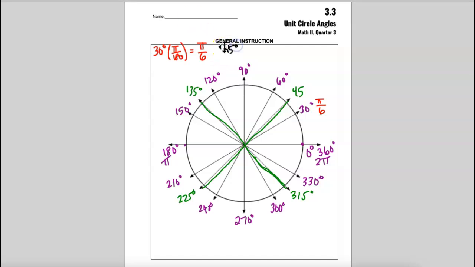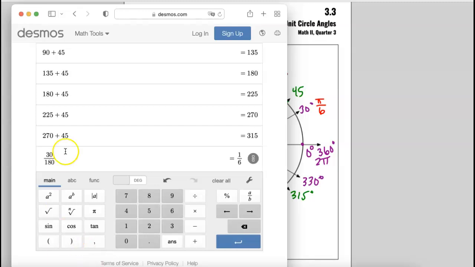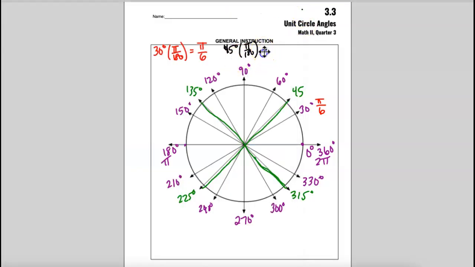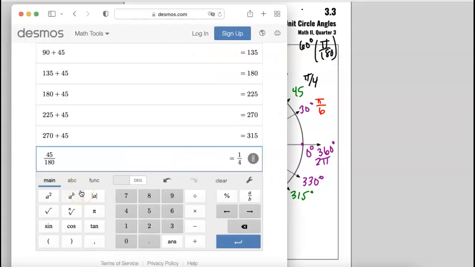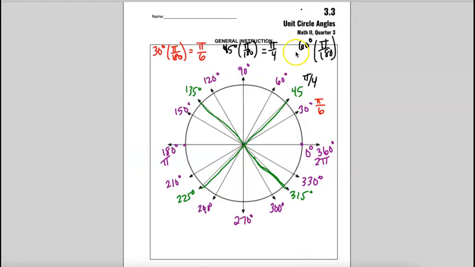Okay, now let's do 45. So 45 over 180 would be 1/4, or pi over 4. And if we do 60 times pi over 180, we get 60 over 180, which is 1/3, or pi over 3.